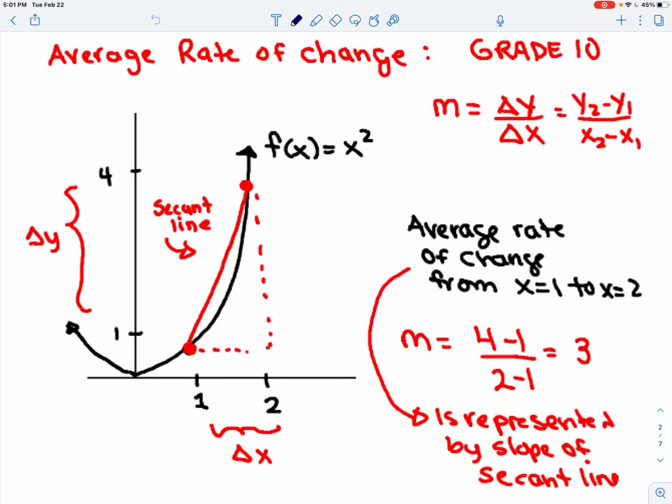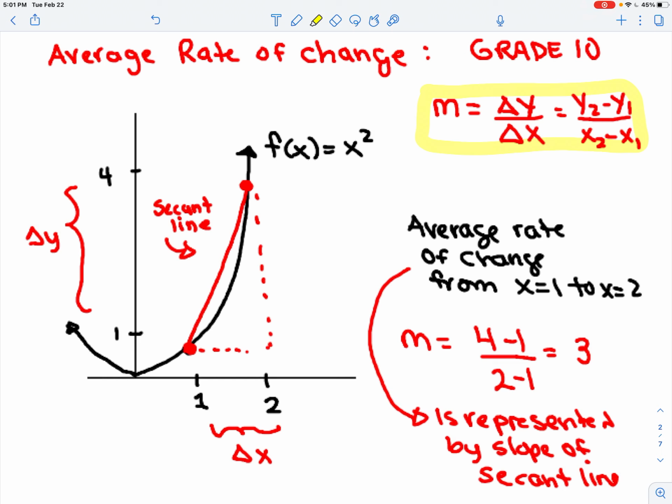Okay, so I'm just going to explain the difference between an average rate of change and an instant rate of change, and then how we can get an instant rate of change. So an average rate of change, this is like grade 10 work, so we can find the average rate of change by finding the change in y over the change in x.